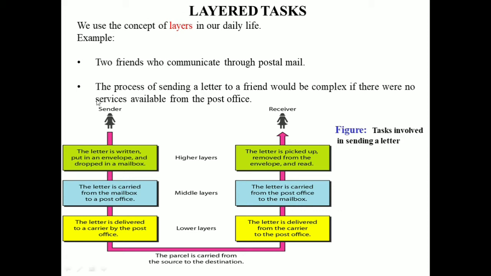In the concept of layered tasks, writing a letter, putting it in the envelope and dropping it into the mailbox is the functionality of the higher layer, the middle layer has its own functionality, and the lower layer has its own functionality. According to the types of functionalities a particular person is doing, we have divided all these works into different categories, and we have divided them into layers. In the same way, when we discuss the different network models, each layer is given some functionality, and according to that functionality it is grouped under different types of layers.